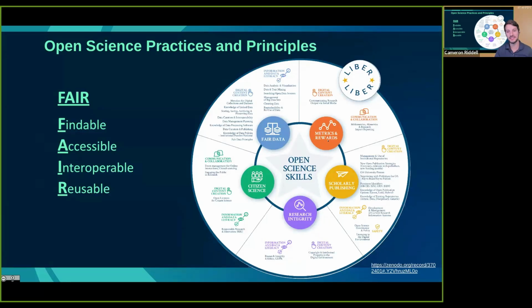Now, the next step to this is accessible. Just because you can find it doesn't mean you can access it. And I think everyone will be familiar with this idea if you have ever gone on Google Scholar or some other article search engine, found the most interesting paper, a very relevant article for the work that you're doing, and you click on it, and it says, oh, you can read the abstract, but the rest of the paper is behind a paywall.